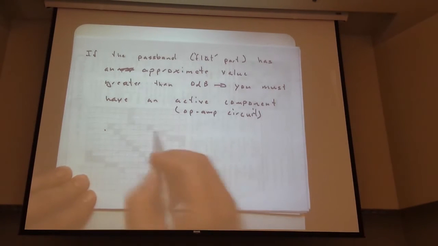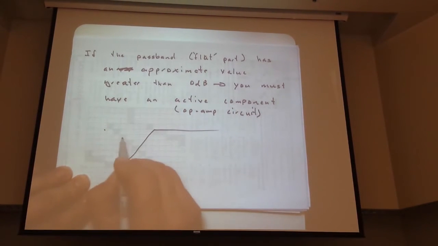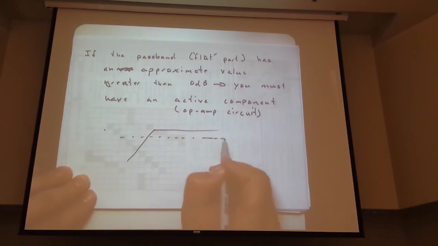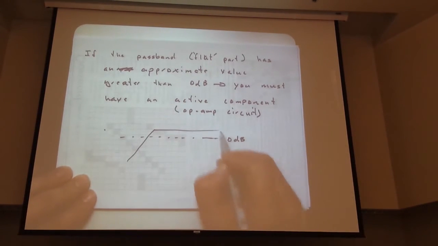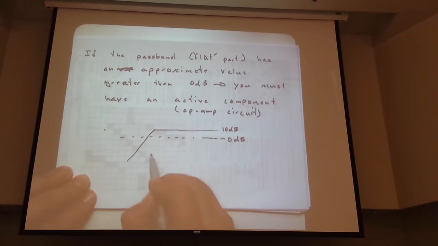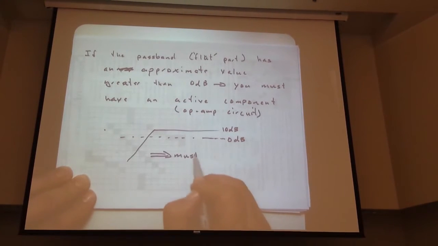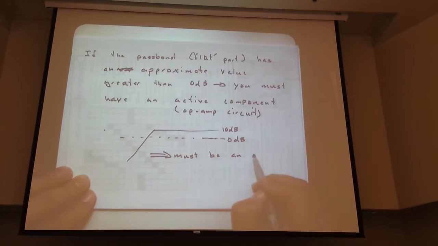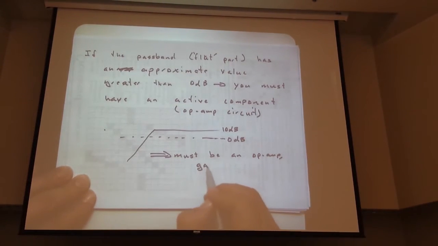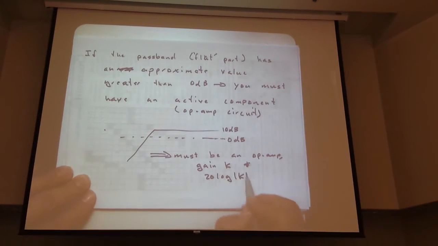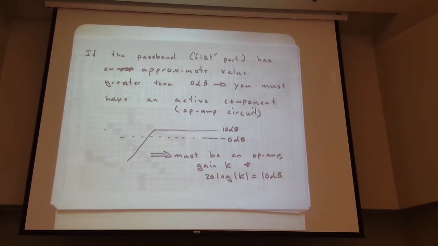So if we have, in this case, as was a true problem, if this is our 0 dB, and this is at 10 dB, there must be a K. Must be an op-amp with gain K. In this case, 20 log K equals 10 dB. So there has to be a gain stage, there has to be an op-amp.